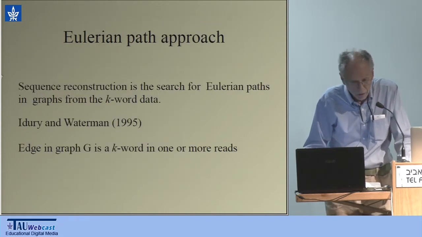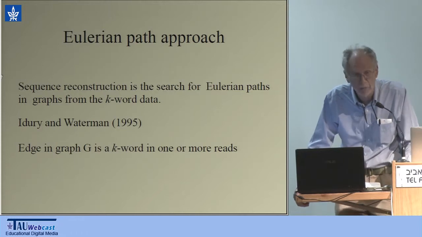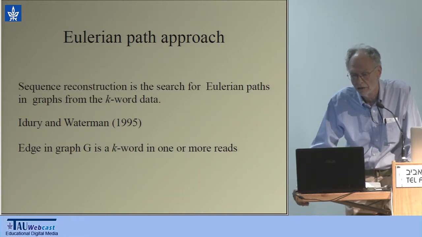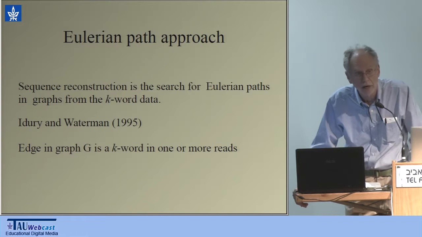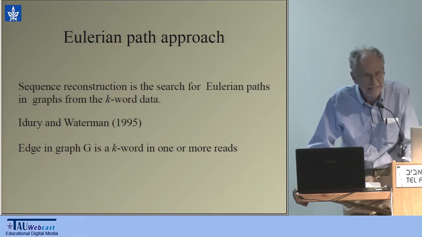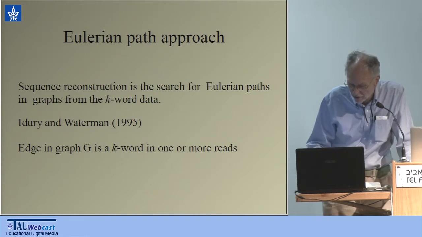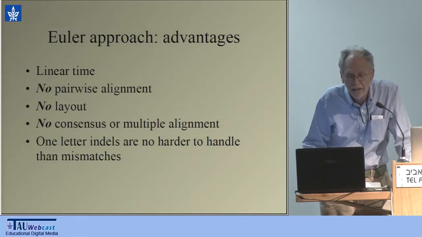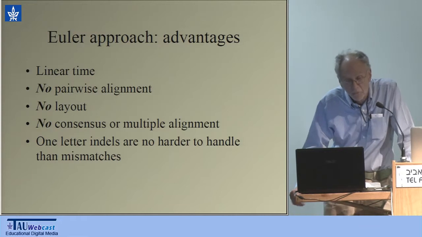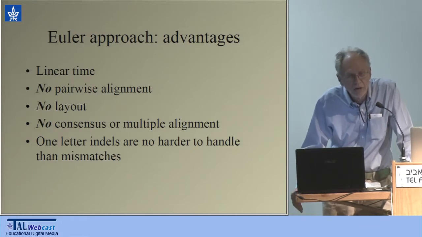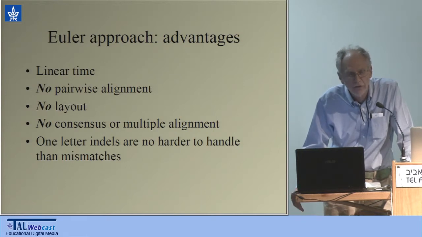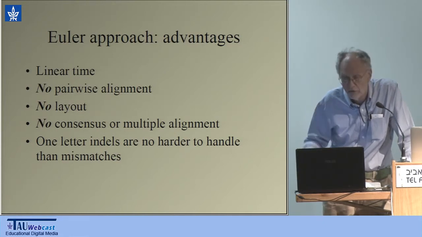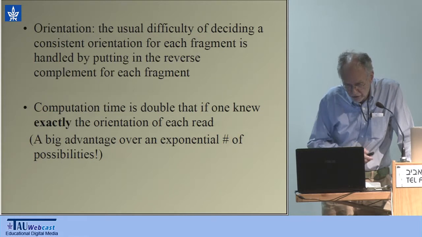But I was lucky enough to stumble onto this. Pavel Pevzner had worked on Eulerian graphs for sequencing by hybridization. So this was a nice next step. And a postdoc and I published this in 1995, and almost no one paid any attention to it then. Dropped out of go the right direction. So the advantage of this, if you're lucky, is linear time. You're not doing any alignment, you're not doing any layout, you're not doing any consensus, and insertions and deletions are just as hard or easy as mismatches, which is not the case in the methods that I used to use.